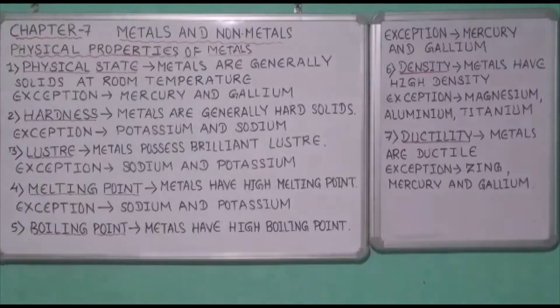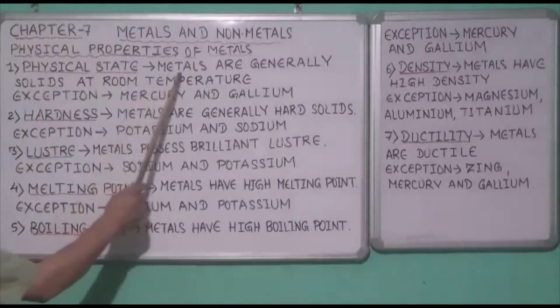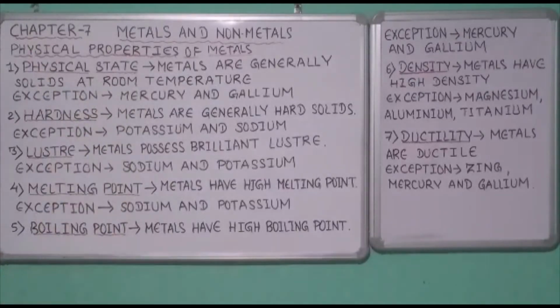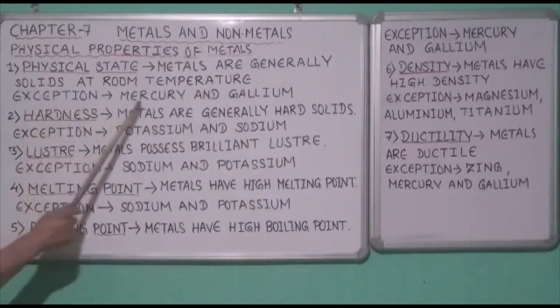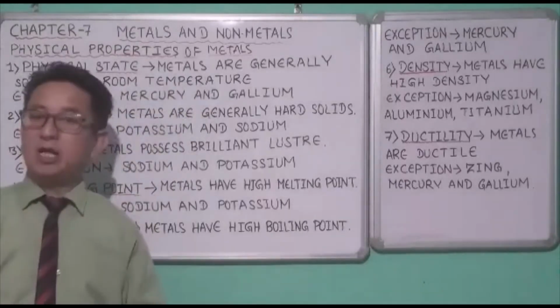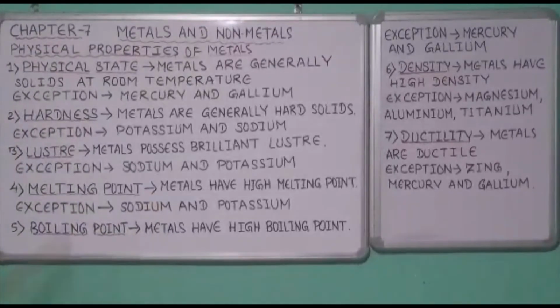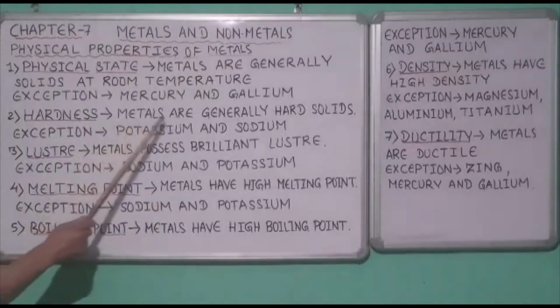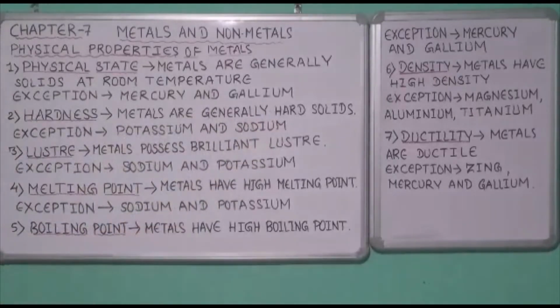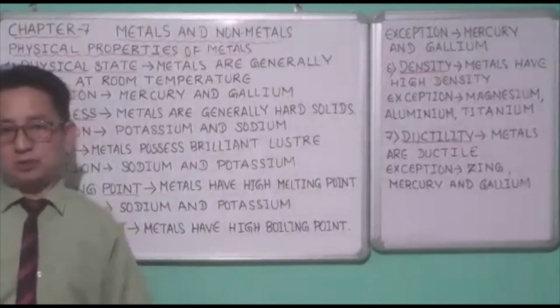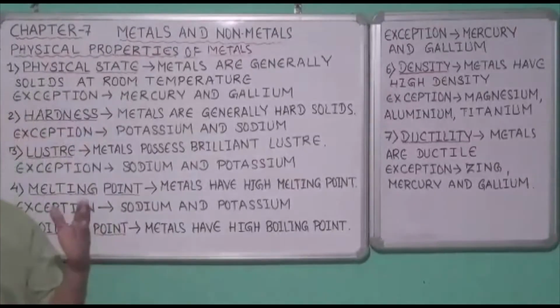Now let's move on to today's topic. Physical properties of metals. Physical state. Metals are generally solid at room temperature. Exception, mercury and gallium. These are the liquid metals. They are liquid at room temperature. Next, hardness. Metals are generally hard solids. Exception, potassium and sodium. These are soft metals which can be cut with a knife.